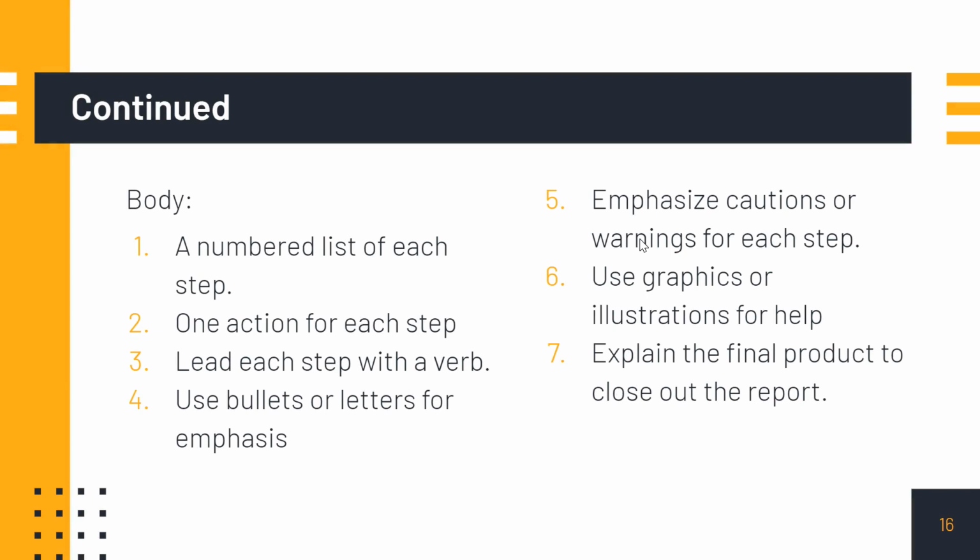In your body, you need to have a numbered list of the steps, one action for each step leading with a verb, so an action word. You're going to use bullets or letters for emphasis, emphasizing cautions or warnings, and graphics if needed, and then explaining the final product to close out the report.